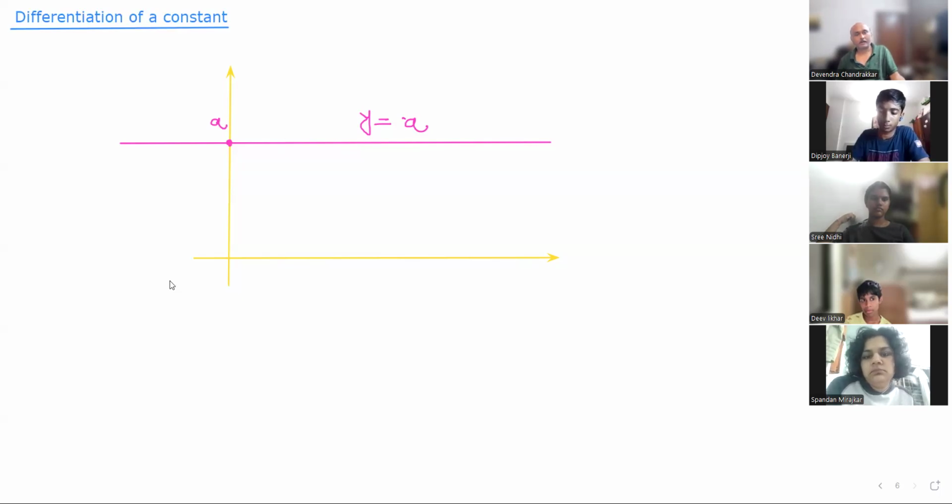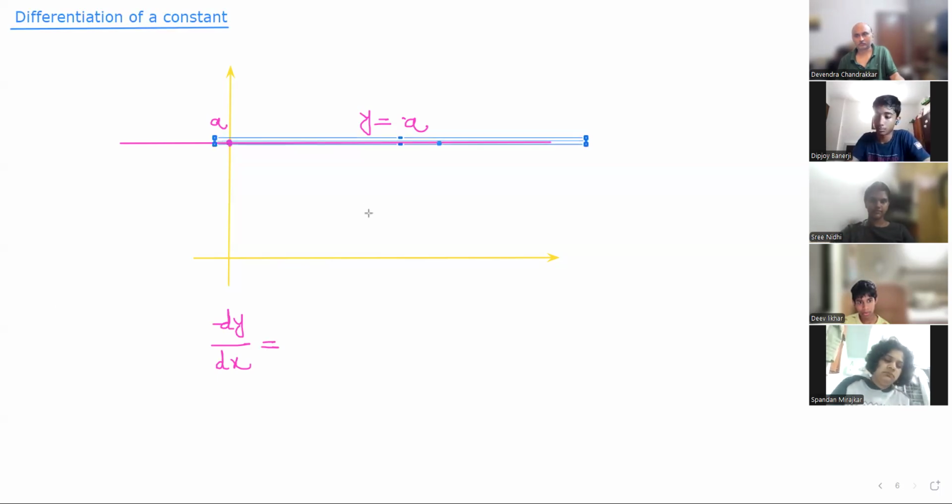Now, if you want to find dy by dx, what will you do? Going by one of the definitions, that is the slope of the tangent, let's draw the tangent to this line. How will the tangent look? It will coincide with this line, yes or no? What is the slope of this tangent? The angle which the tangent makes is 0 degrees with the x-axis, yes or no? Spandan, yes or no?